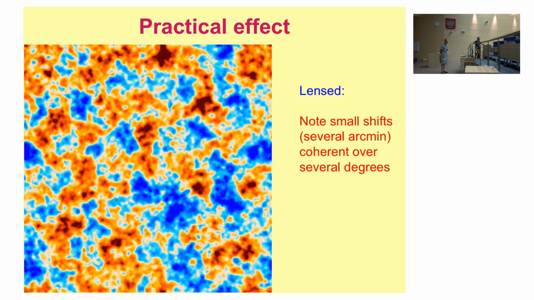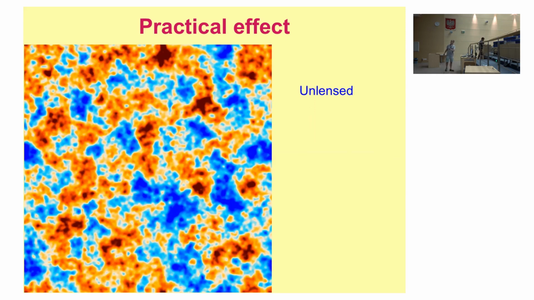Okay, well, I summarized that briefly in the first few slides. This unlensed map is an idealized realization of what you call the primary.